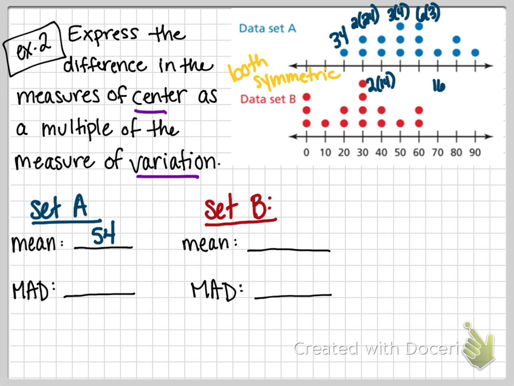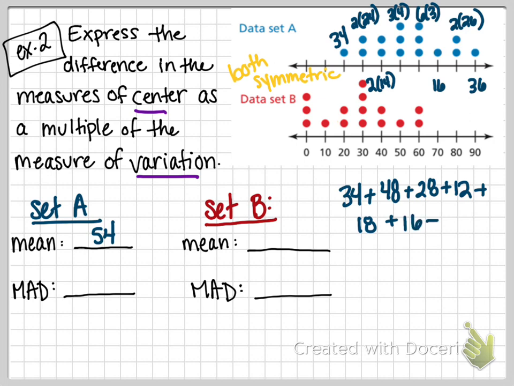1 unit that is 16 away, so 70 is 16 away from 54. 80, we have 2 dots at 80, which are 26 away from 54. And finally, 1 dot at 90, which is 36 away. So if we add all of these up, we end up with 244. And then we divide again by 15 because there are 15 dots in this dot plot. So we get 244 divided by 15 is approximately 16.27.